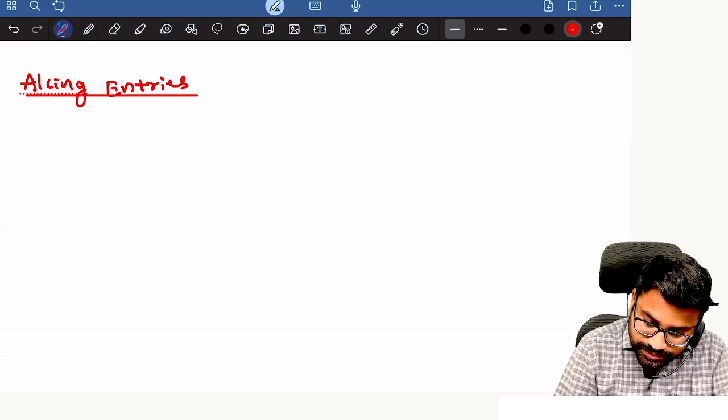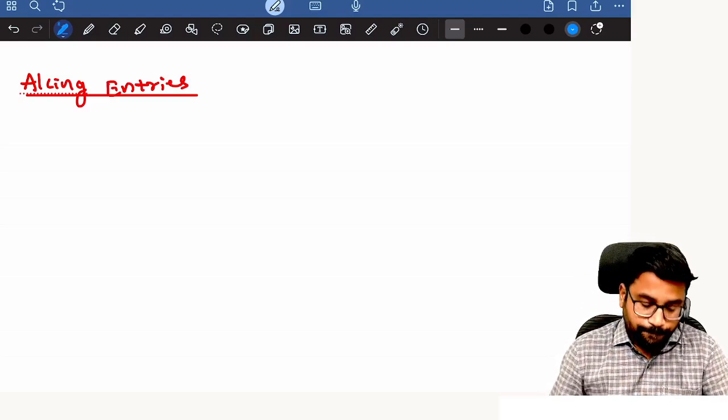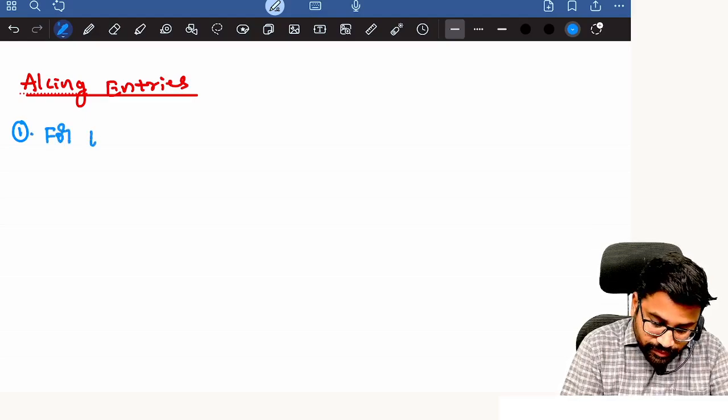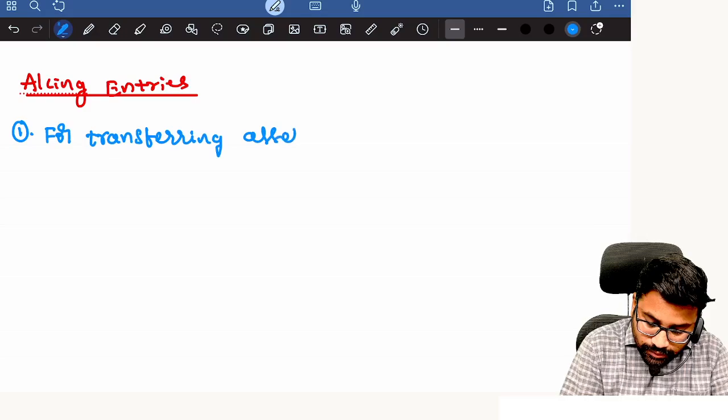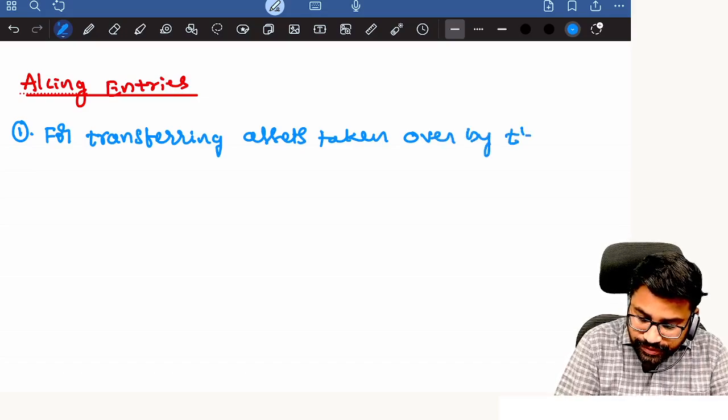Accounting entries. First entry, for transferring assets taken over by transferee company.